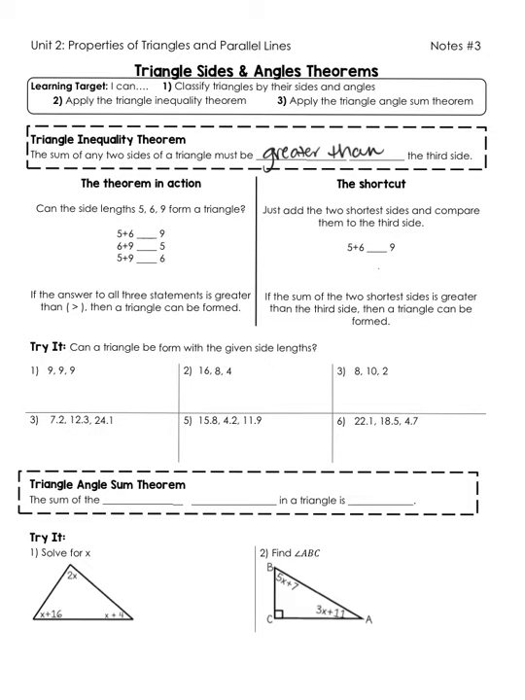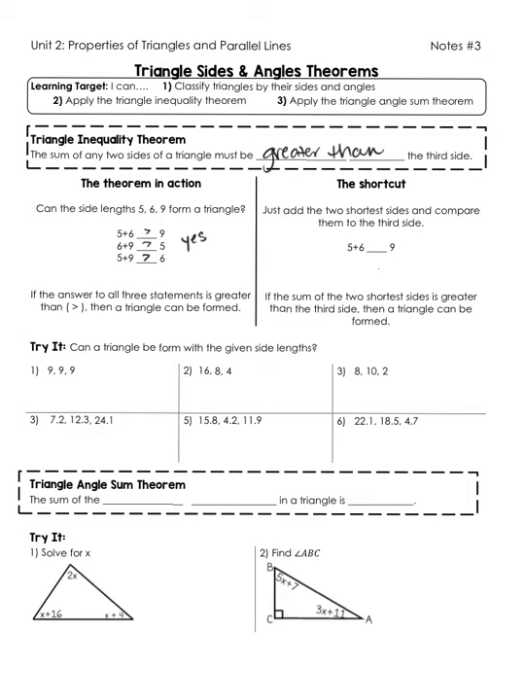third side. So 5 plus 6, that's 11, that's greater than 9. Next we'll check 6 plus 9, that's 15, that's greater than 5. 5 plus 9 is 14, that's greater than 6. So if the answer to all three statements is greater than, then a triangle can be formed. So yes, 5, 6, and 9 can form a triangle.